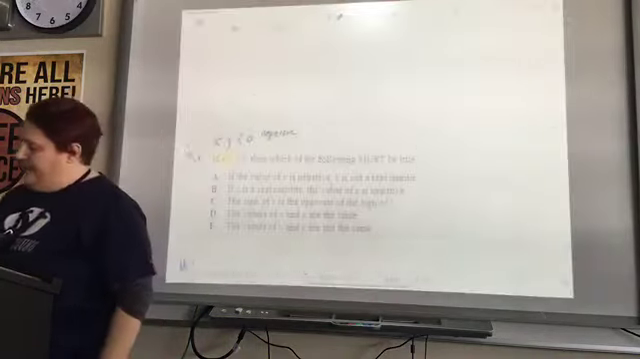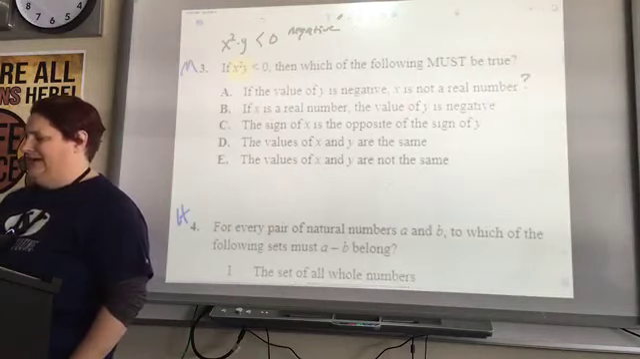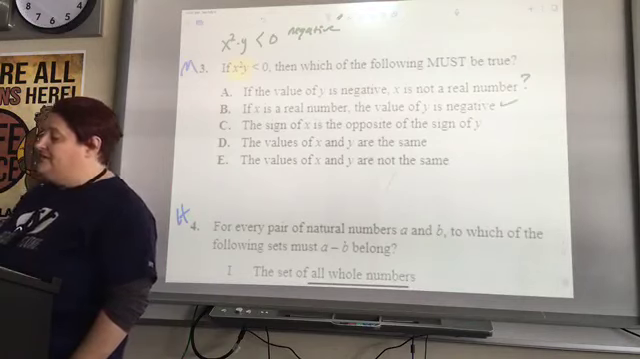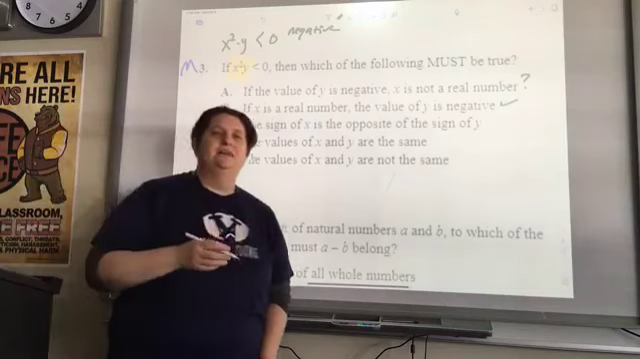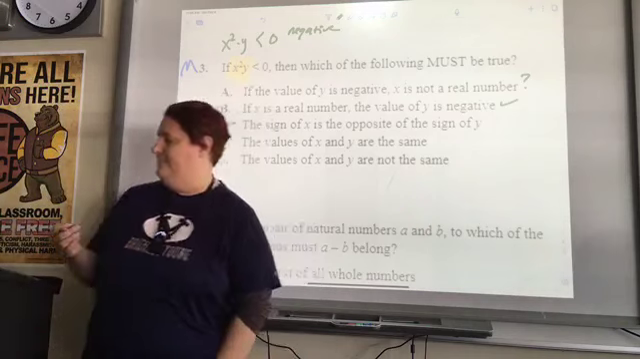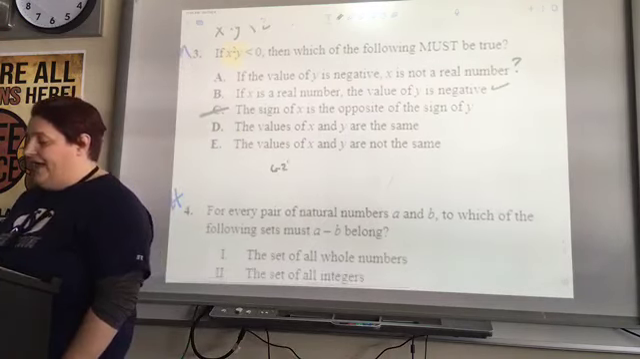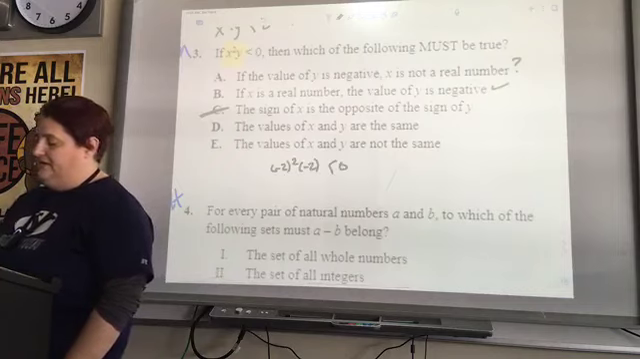It says, if the value of y is negative, x is not a real number. I'm like, maybe. Let me come back to that. If x is a real number, y is negative. I like that. The sign of x is opposite the sign of y? No. Okay, a strategy, you guys: a lot of times I find counterexamples. X and y do not have to have opposite signs. What if x is negative 2 and y is negative 2? That's still less than 0, so that's a counterexample.